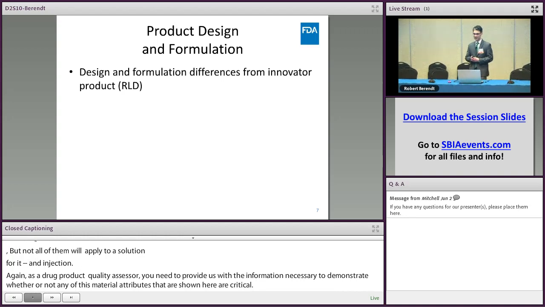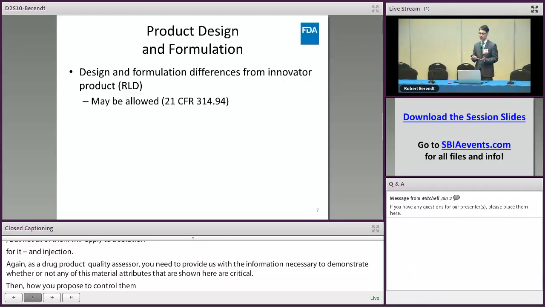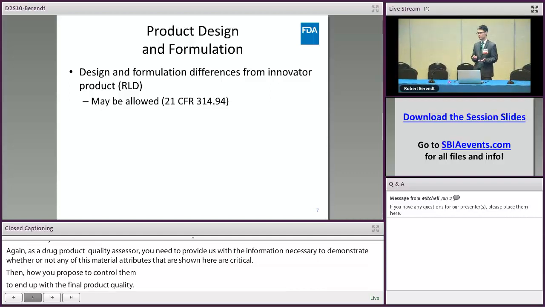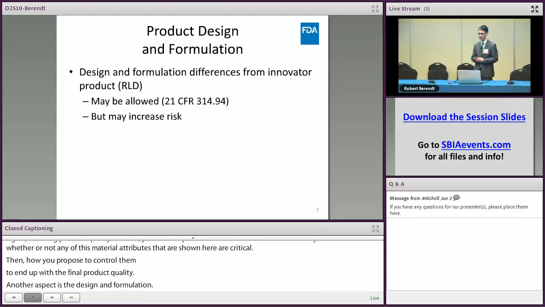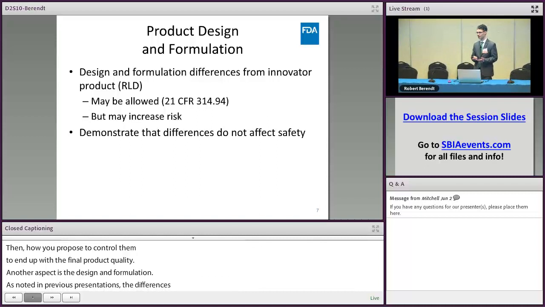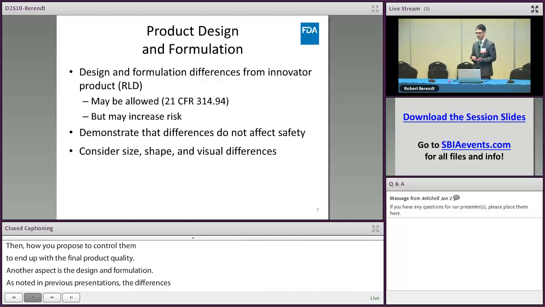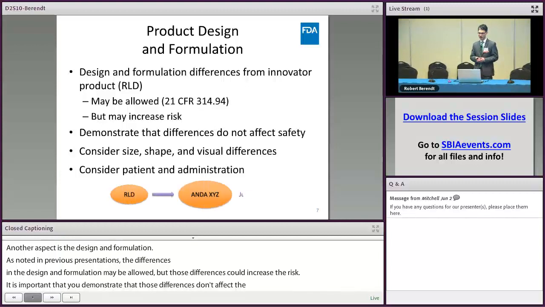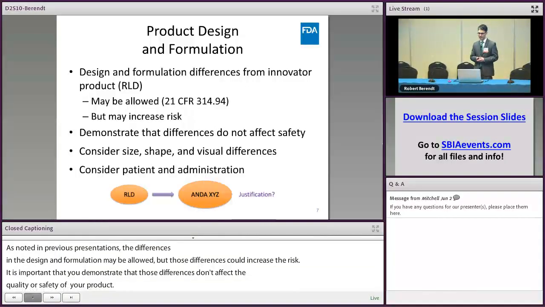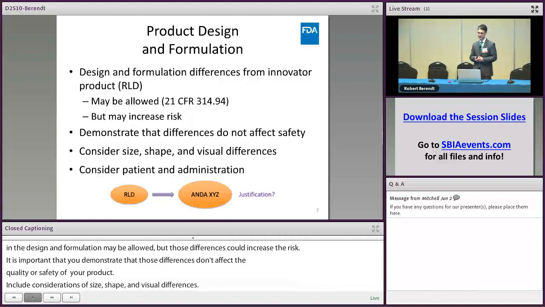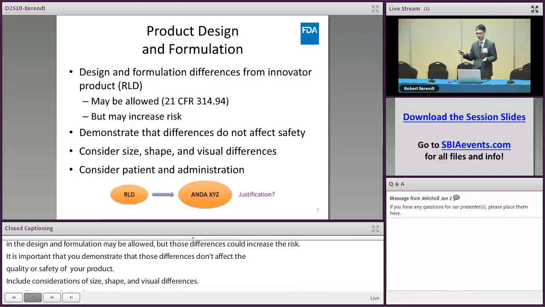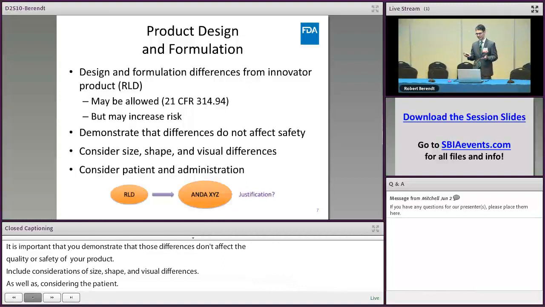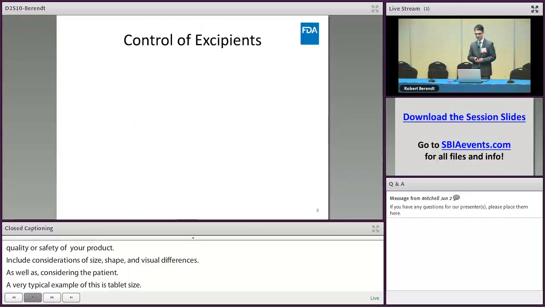Another aspect is the design and formulation. As noted in previous presentations, differences in the design and formulation between the RLD and your proposed product may be allowed, but those differences could increase the risk. So it's important that you demonstrate that those differences don't affect the quality or safety of your product. Include considerations of size, shape, and visual differences, as well as considering the patient. Have the patient in mind. And a very typical example of this is tablet size. If the RLD has a 200 milligram size tablet and you're proposing a 1 gram tablet, obviously we're going to require you to provide us with a justification for that.